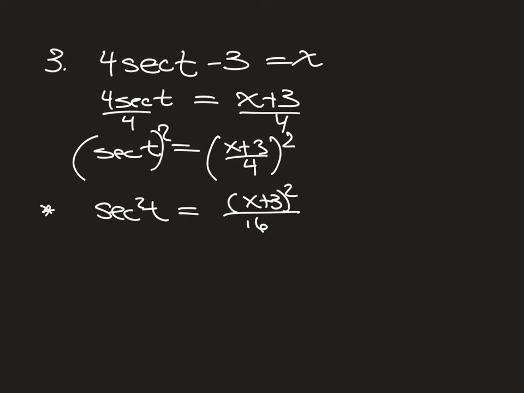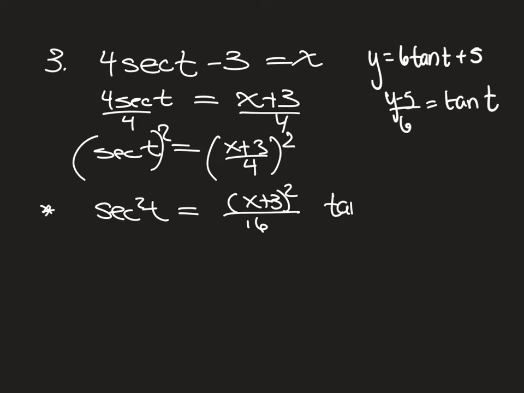So this is important. I'm going to do the same thing with the y stuff. So it says y equals 6 tangent t plus 5. I'm going to minus the 5 and divide by the 6. So you're going to get y minus 5 over 6 equals tangent t. I need tangent squared, so I'm going to square everything. So tangent squared t is going to equal, oops, it's a minus, sorry, y minus 5 squared over 36, because when you divide the 6 over and then square it, it's 36.